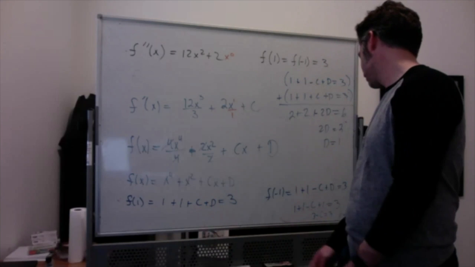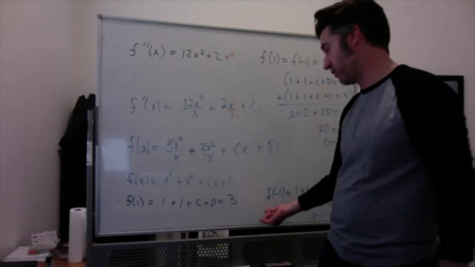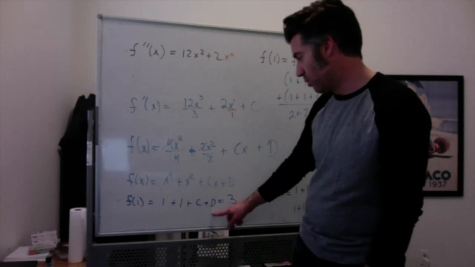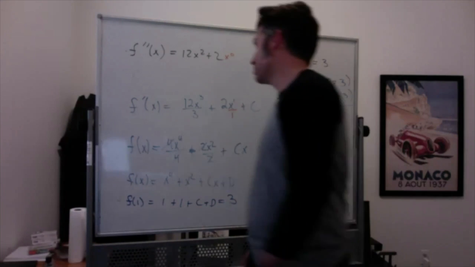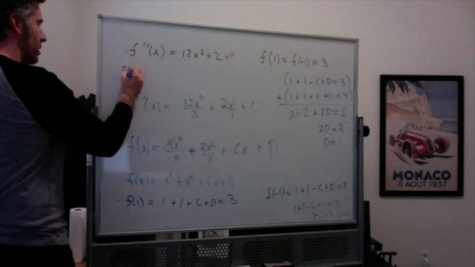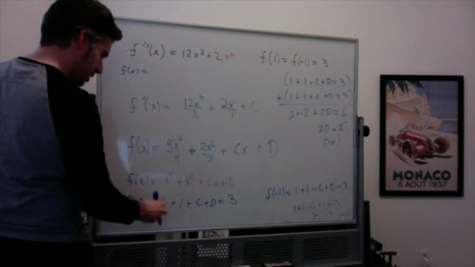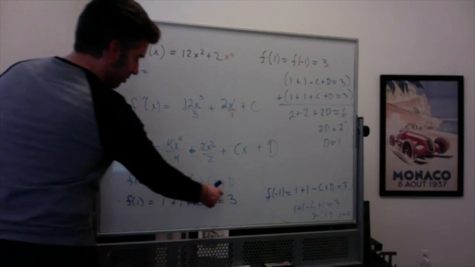That makes sense with what is happening over here. And we can see that also true over here. c has to be 0 because d is 1. 1 plus 1 plus 0 plus 1 equals 3. So our final answer is that our function f of x is x to the 4th plus x squared plus 0x. I'm not even going to write that term, plus 1.